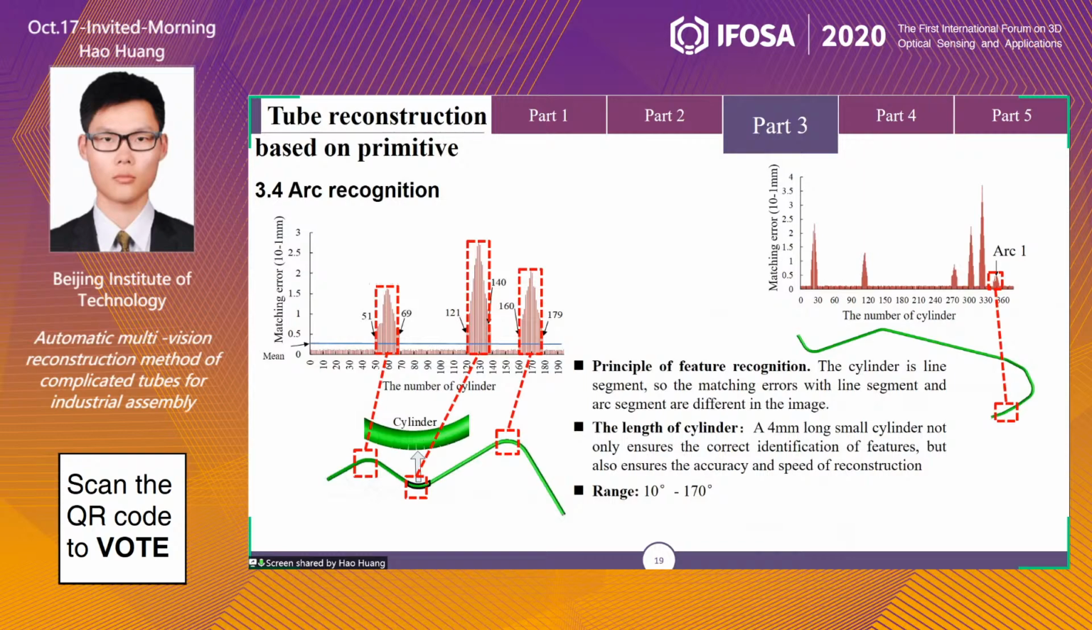Principle of feature recognition. The cylinder is a line segment, so the matching errors with the line segment and the arc segment are different in the image. As shown in this picture, for example, we can find that 51 to 69 can determine the first arc, and the other 2 arcs can also be determined. Besides, the length of the cylinder is 4 mm, which not only ensures the correct identification of features, but also ensures the accuracy and speed of reconstruction. The measurement range is 20 degrees to 117 degrees.